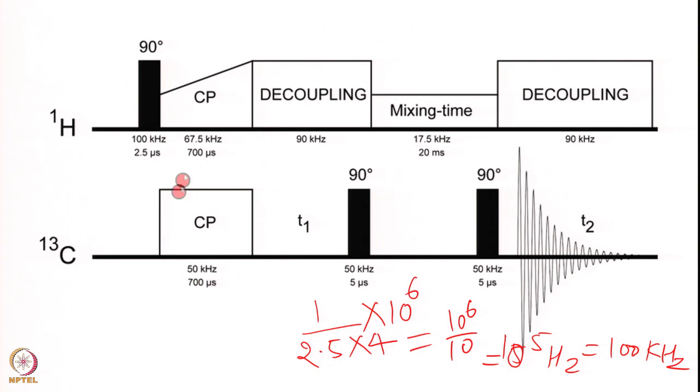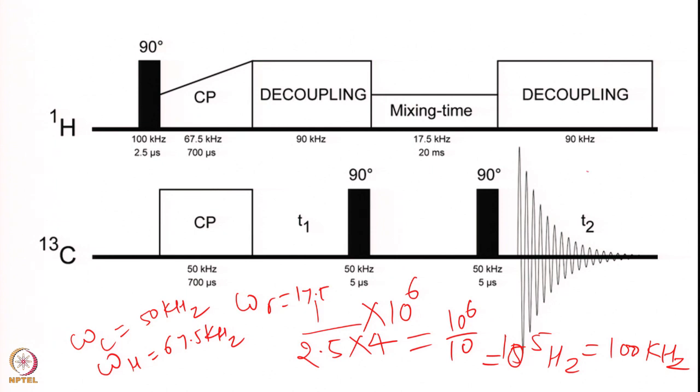Next, our job is to establish a cross polarization condition. Now cross polarization, simultaneously we are applying a pulse on proton and on carbon with varying power. So if you look at here, we are typically having 67.5 kilohertz here, and 50 kilohertz here, and the duration of that cross polarization is 700 microsecond. Now if you remember, omega C we have is 50 kilohertz, right, and omega H we have 67.5 kilohertz. And omega R suppose we are keeping 17.5, so that becomes omega H minus omega C equal to omega R, right. So that is the condition we are achieving here, the Hartmann-Hahn matching condition. The duration of this cross polarization is 700 microsecond. Now our magnetization is on carbon during this cross polarization.